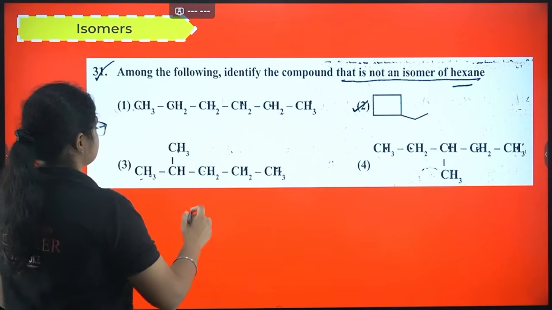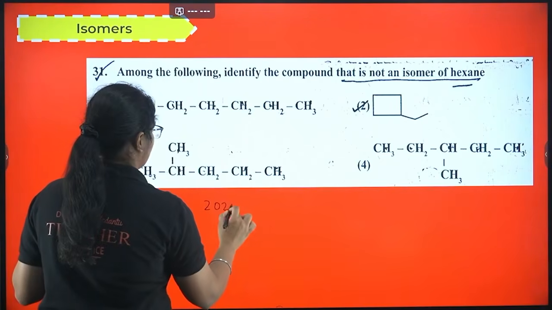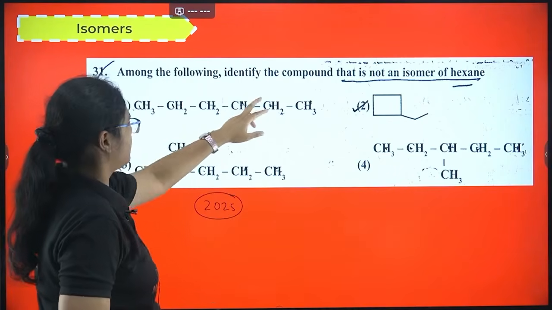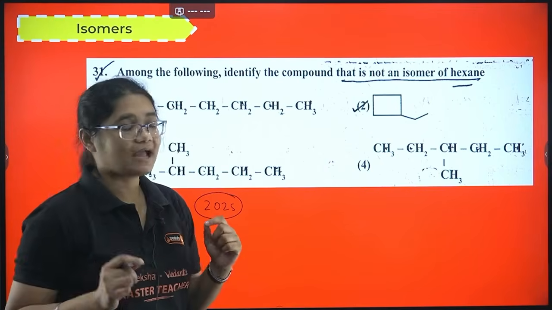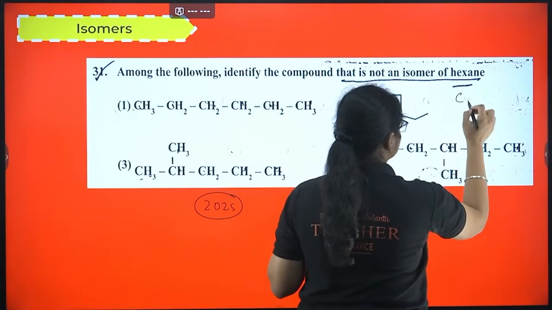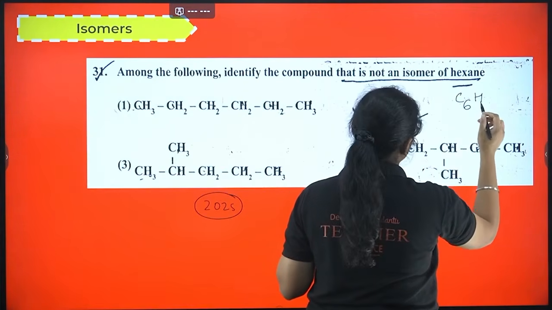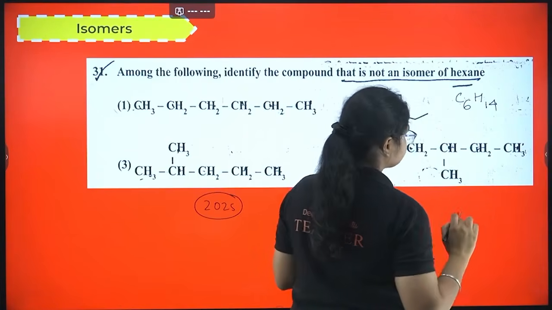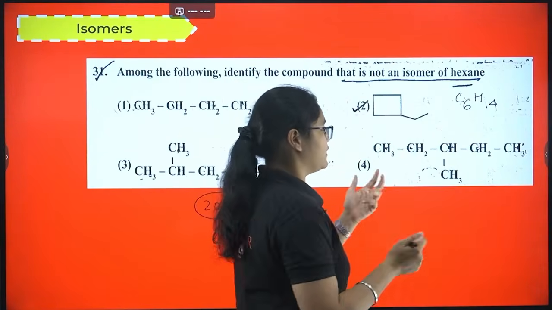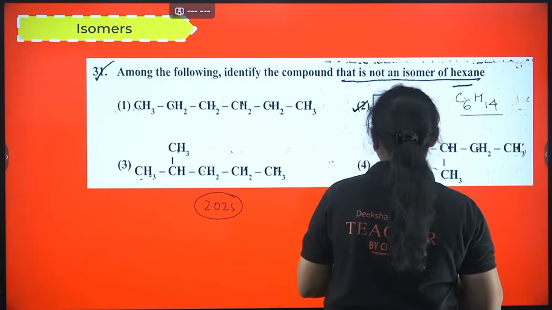Next we'll have a question, this question is also from 2025. Among the following, identify the compound which is not an isomer of hexane. So if I have hexane, it is C6H14, right? CnH2n+2, so C6H14 is there.